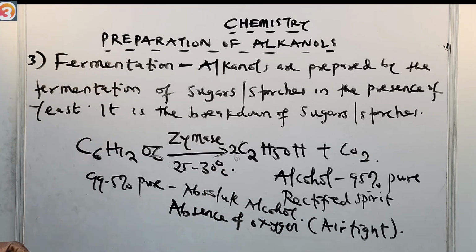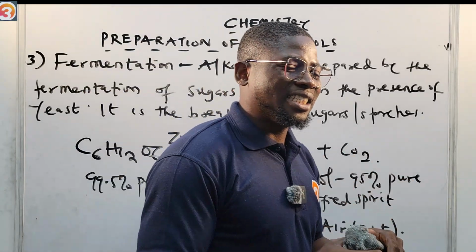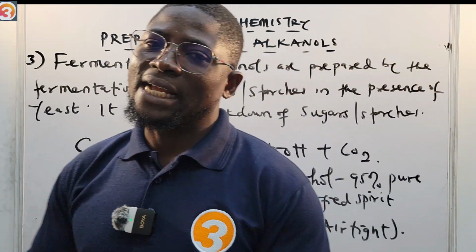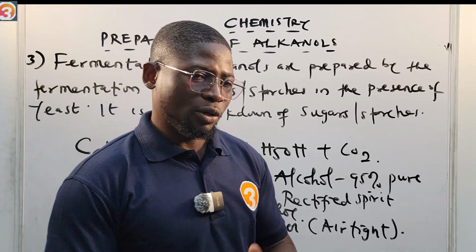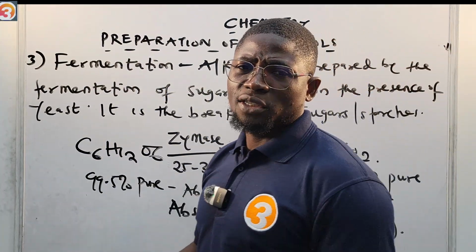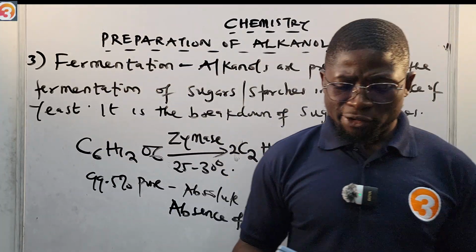All right, so please, you must take note of that. Fermentation is by far the easiest, by far the fastest method of making our alcohol, like ethanol, where we break down starch or sugar. So these are the methods we're going to look at for preparation of alkanols. In the next class, we are going to be looking at the reactions that alkanols undergo.